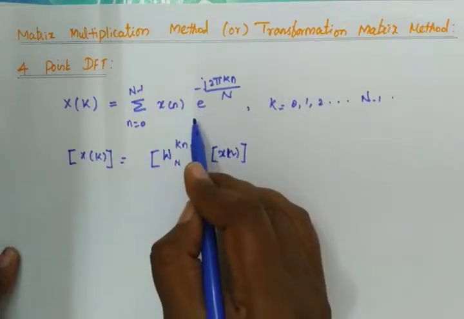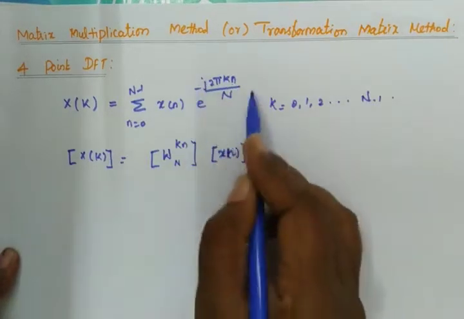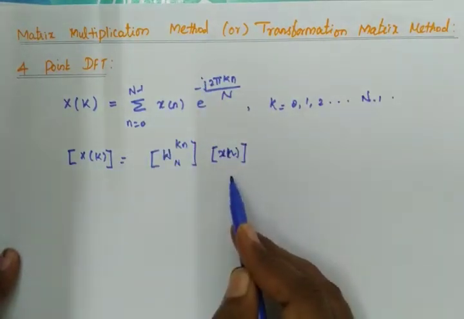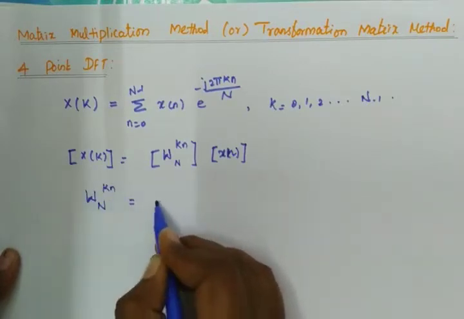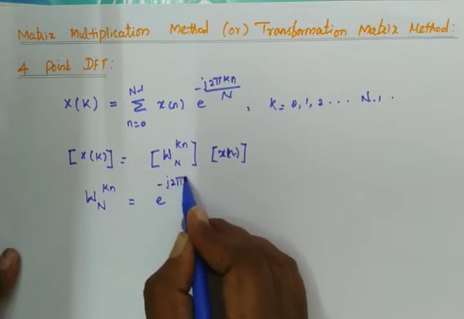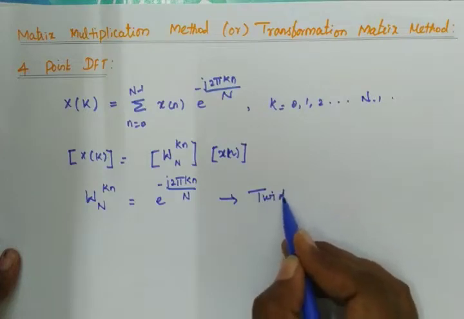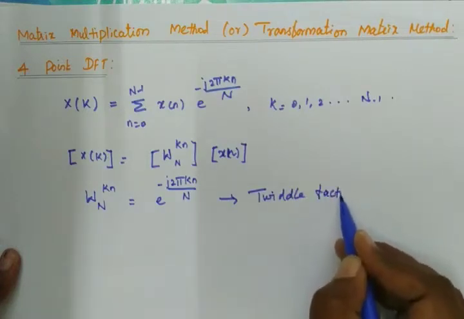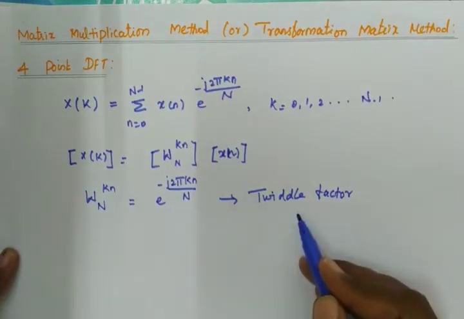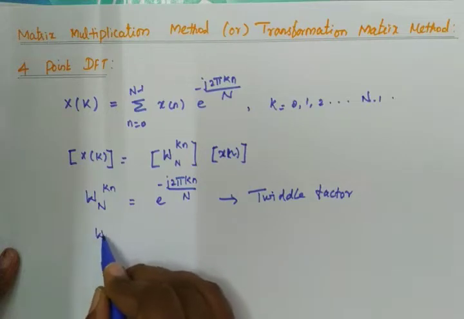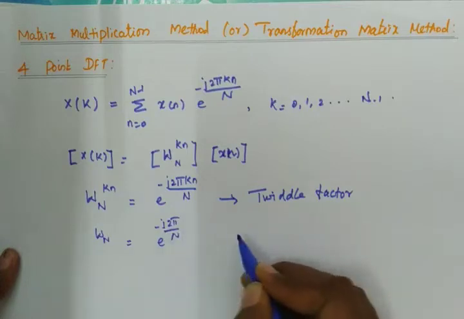So what we have done is, X(k) is equal to W_N^kn times x(n), where this W_N^kn is equal to e power minus j 2 pi kn by N, and this is called the Twiddle factor. This is your 2-mark question: what is the Twiddle factor? W_N^kn is equal to e power minus j 2 pi kn by N is called the Twiddle factor. If we have only W_N, then W_N will be equal to e power minus j 2 pi by N. This is for DFT.